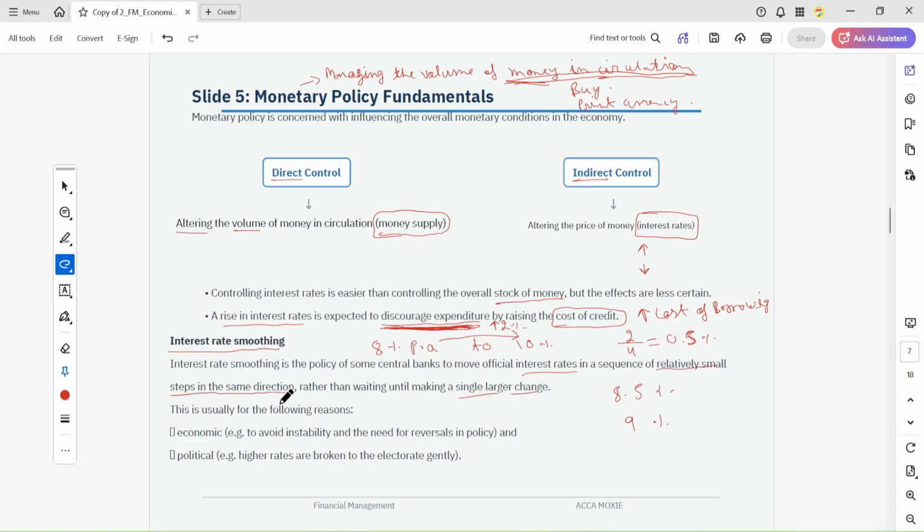So why does the government do these types of things? Because of the economy, to avoid instability. If you want a stable economy, you have to increase it slowly, so then you can analyze the effect, and then later on you can increase it. If it is good, then you can increase it later on, but if it is bad, then you will stop that. So that is the main reason. Another is the political reason.